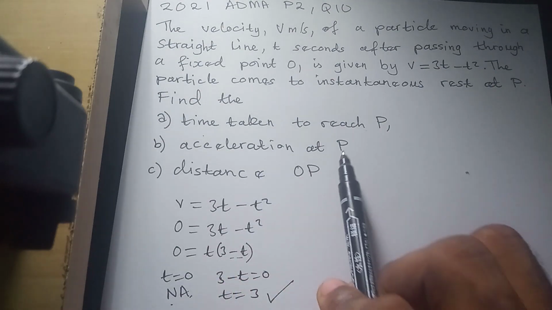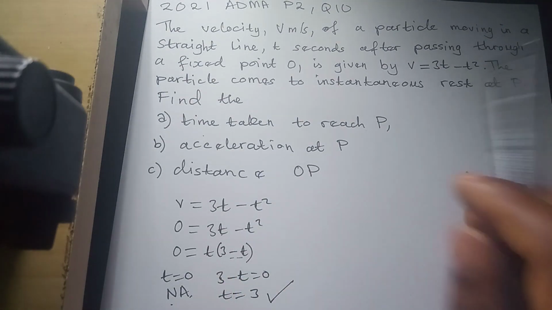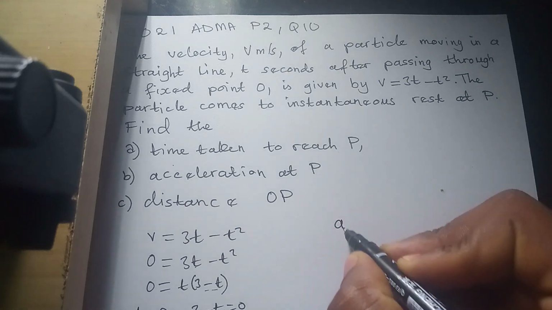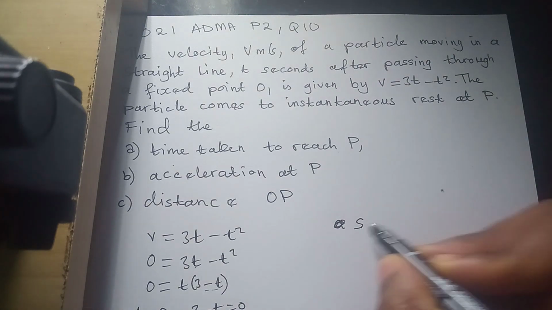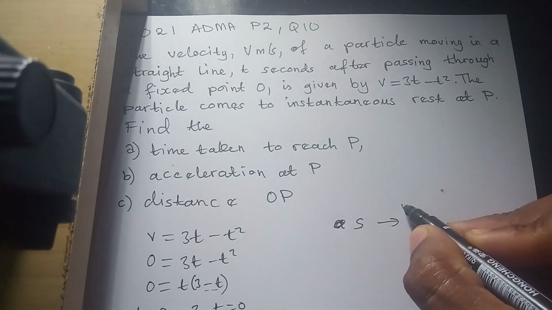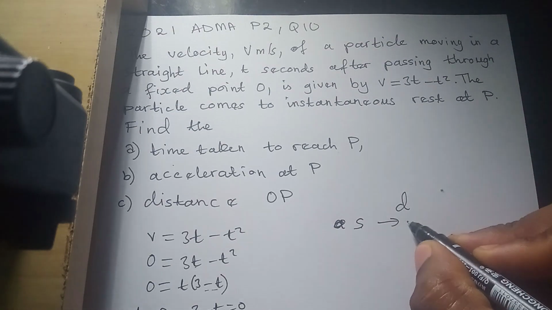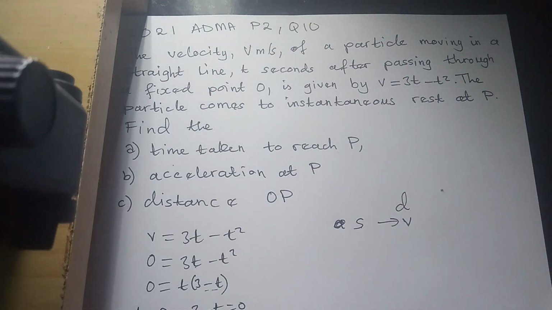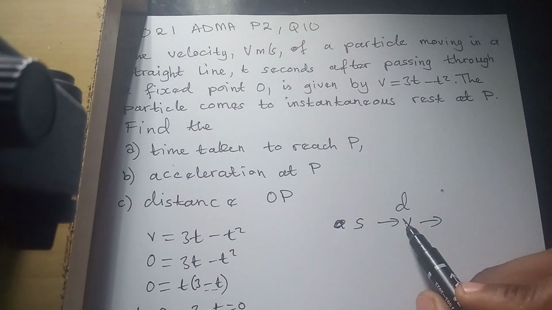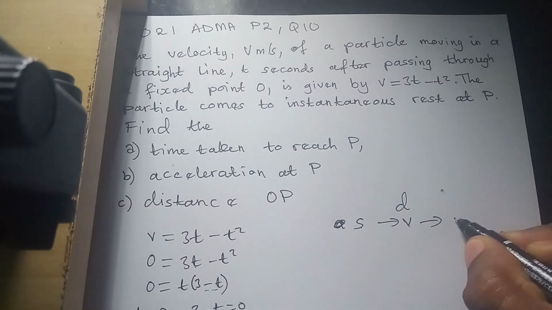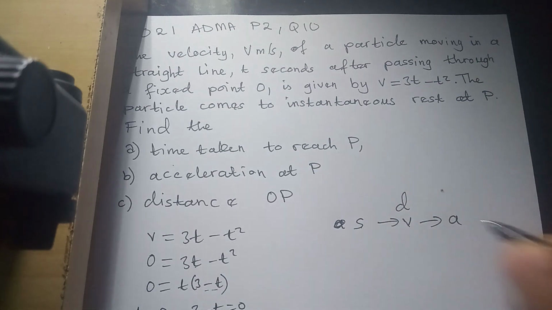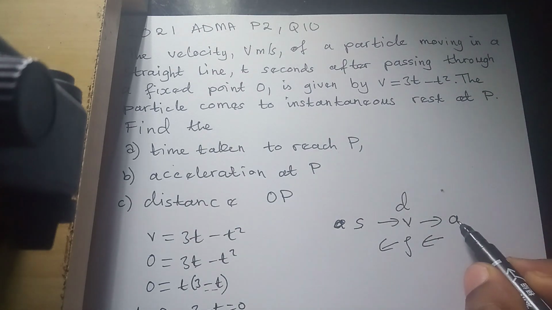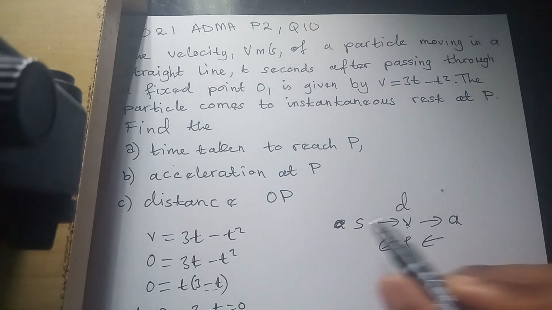And then acceleration at P. So to find the acceleration at P, remember, let's start with the distance. When you have the distance, to get the velocity, you differentiate. In other words, you're just dividing it by t. And then to get the acceleration, you differentiate this. So you have acceleration. And then to move backwards, you have to integrate. So when I integrate this, I'll get this. When I integrate this, I'll get this.